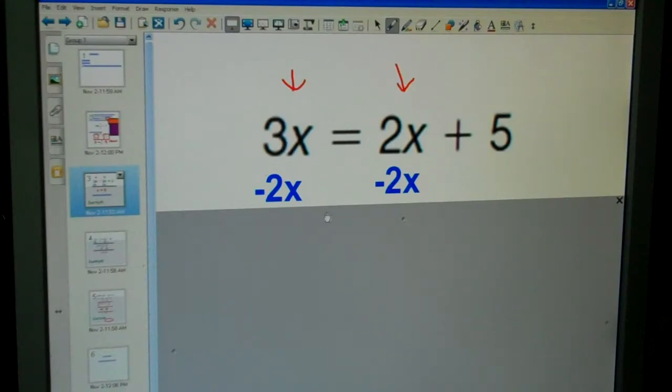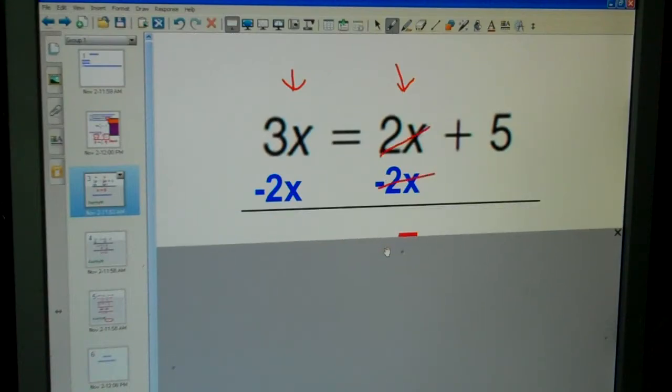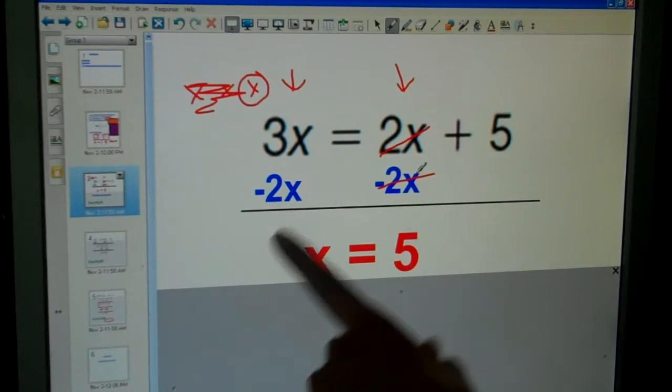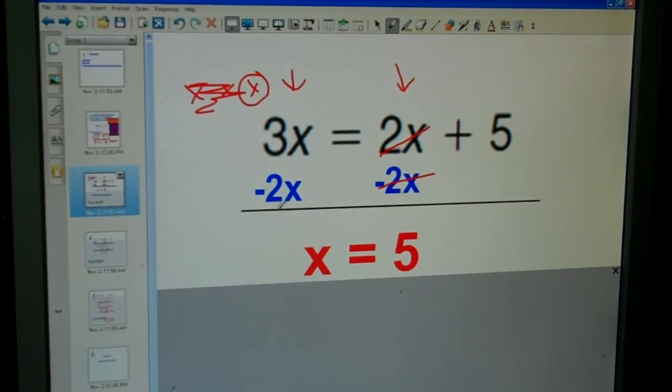Okay? Because when I do that, what happens to these two? They cancel. Okay? And then I'm left with 3x minus 2x's. Well, if I have 3 x's and I take away 2 of them, I'm left with 1x. X is equal to 5. Okay? So there it is. I have a variable on the right and on the left, and I moved them to one side. It's the inverse operation that we have to remember. So x is equal to 5.